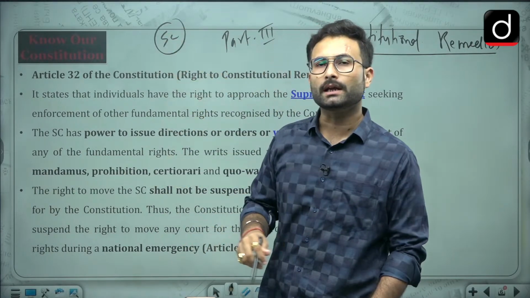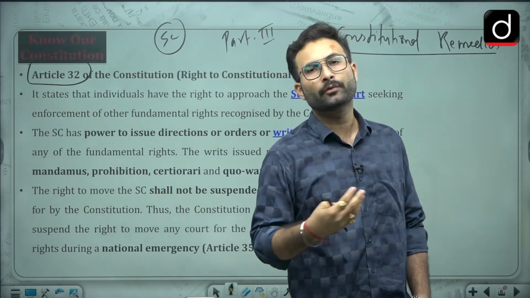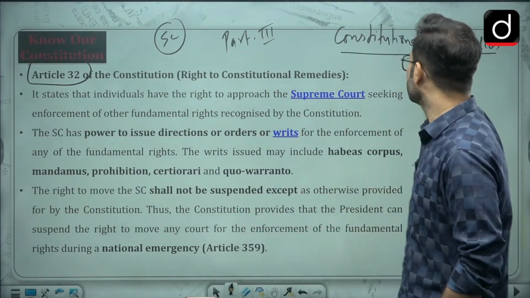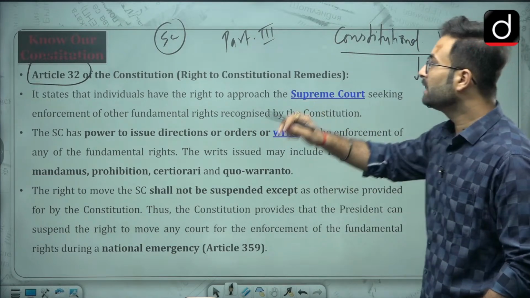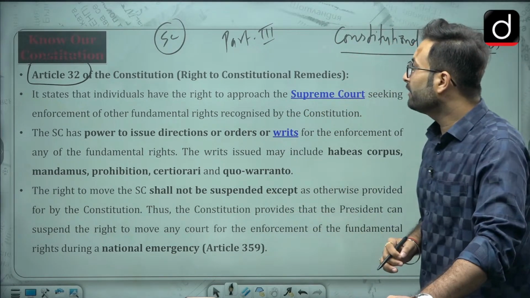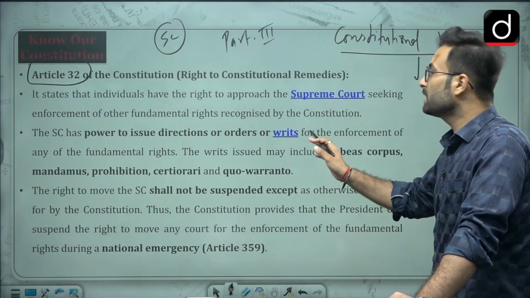And how will you do that? Under Article 32, because there are certain constitutional remedies which are provided in the form of various writs. Okay, so let's see. It states that the individual has the right to approach the Supreme Court seeking enforcement of other fundamental rights recognized by the Constitution.